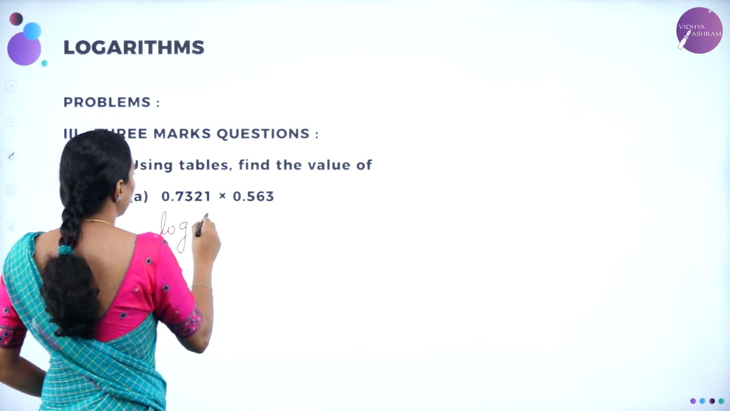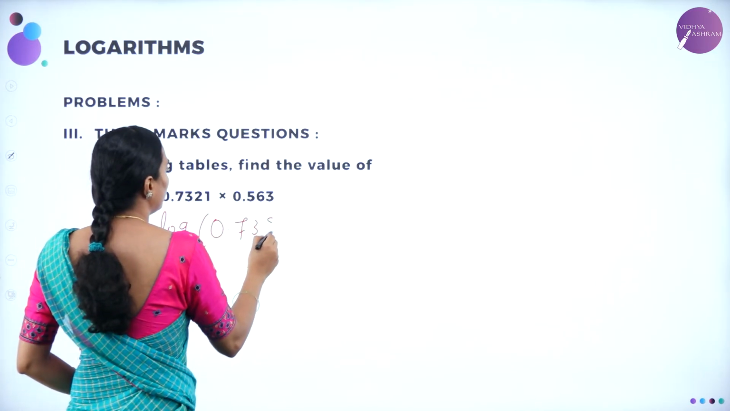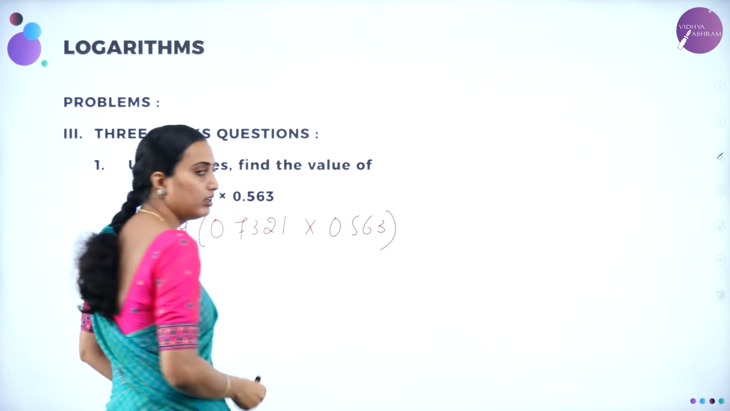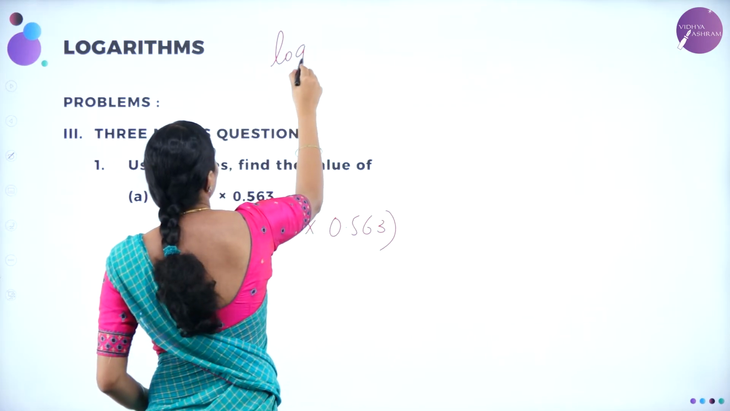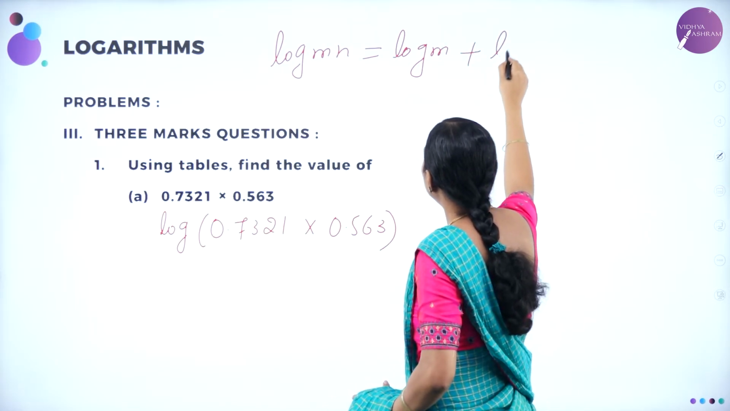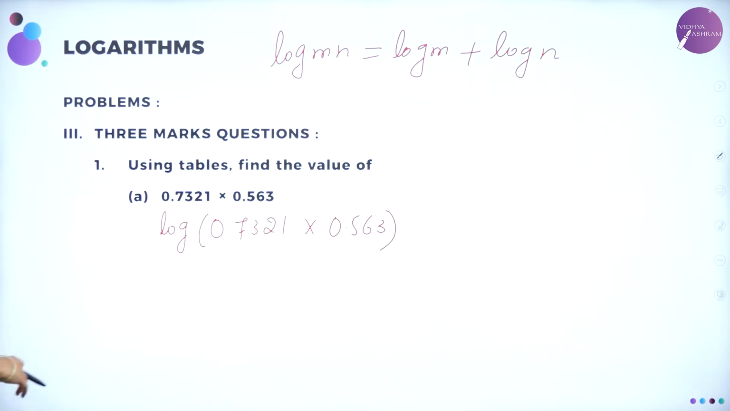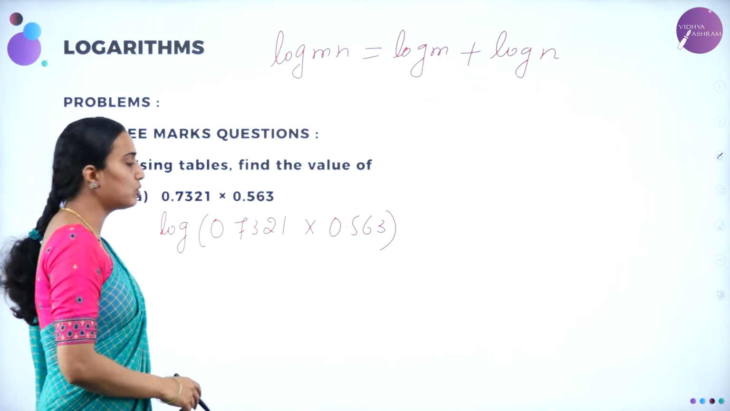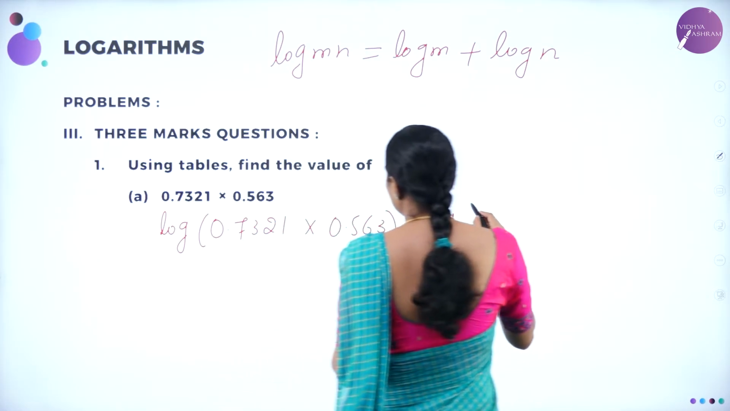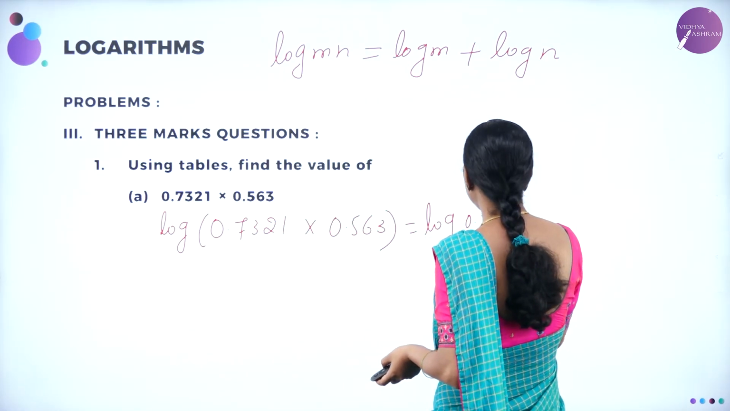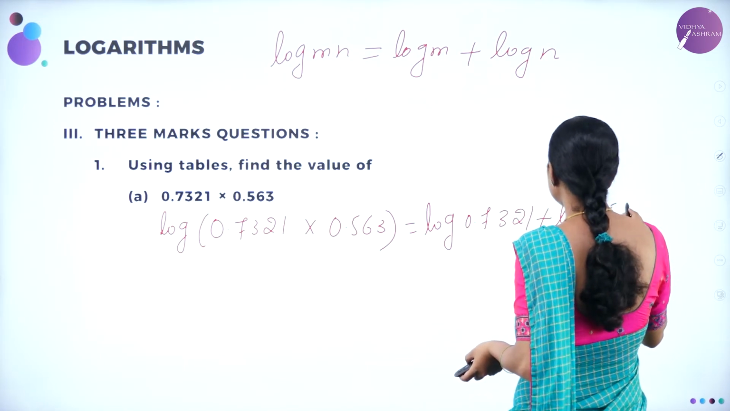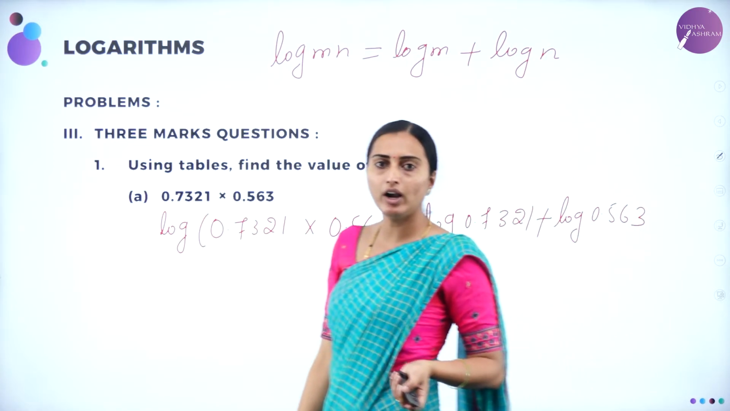Log of 0.7321 into 0.563. How will it look? This will look like log mn. What is log mn? Log m plus log n. Correct? According to that formula, we can use this one. It will be equal to log of 0.7321 plus log of 0.563, correct? Log of 0.563.